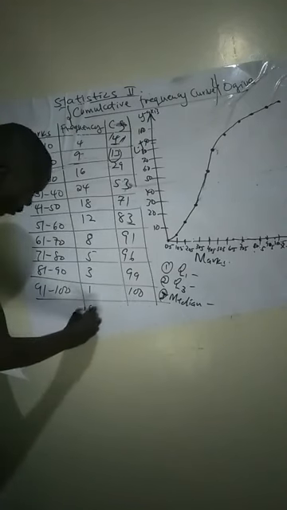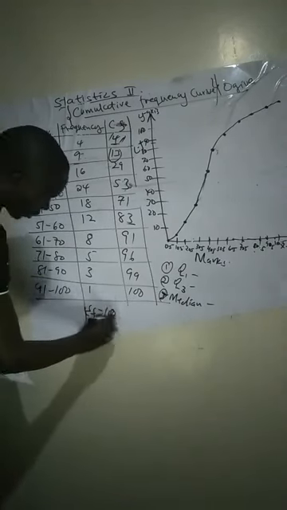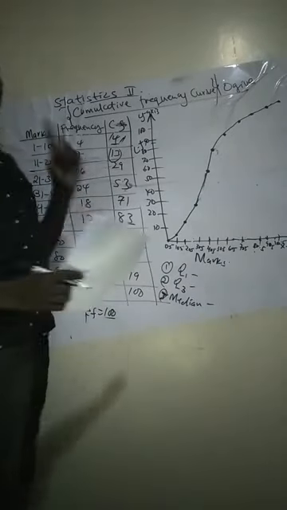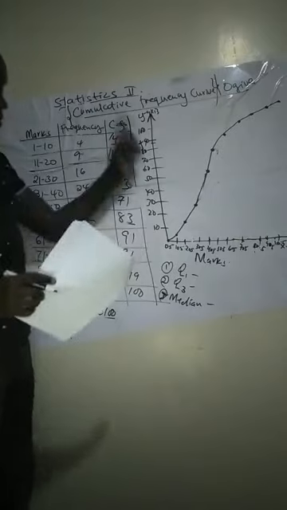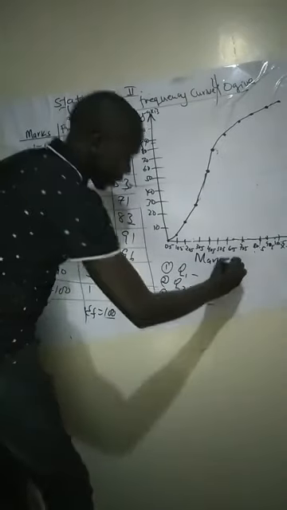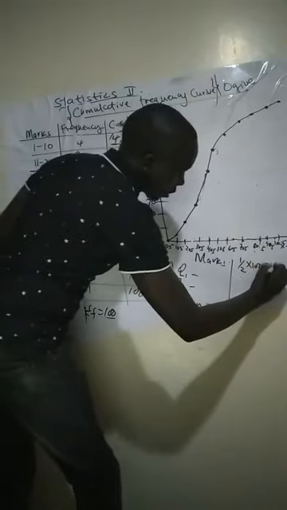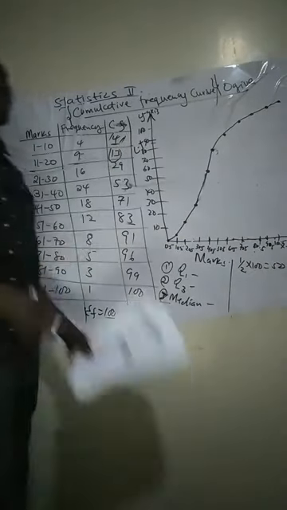Yes, we already have it there. Summation of F is 100. So to get a median using the cumulative frequency curve, remember, you're not using the formula. You're using the cumulative frequency curve. So to get a median, half of 100, you get 50.